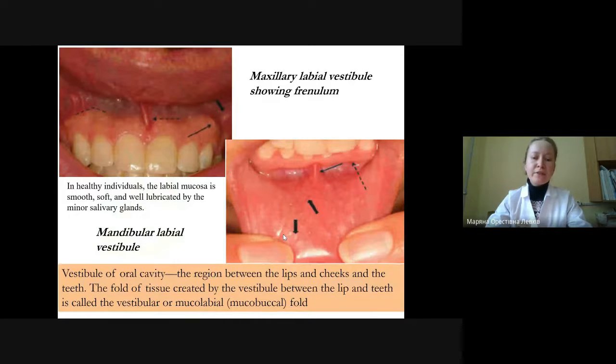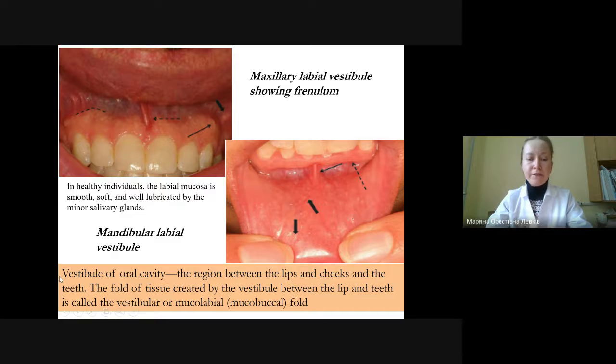In healthy individuals, the labial mucosa is smooth, soft, and well lubricated by the minor salivary glands. But do not be confused if patients who come to the dentist office due to anxiety possibly could have dry mouth. But this is not a disease. It is only the symptom of anxiety, of nervous.